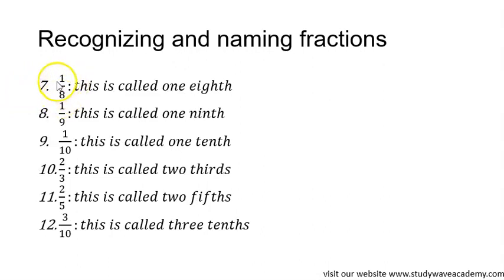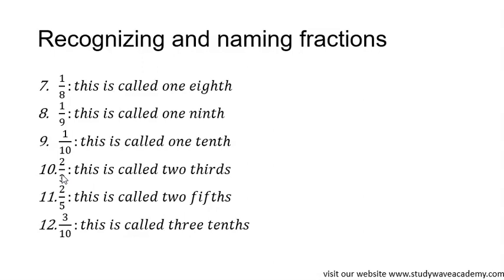I'm sure I've also seen fractions like this. 1 over 8 is called 1/8. We have seen 1 over 9. It is called 1/9. 1 over 10 is called 1/10. Okay, so it keeps on going. Do you understand? Now, when you see a fraction that has 2 over 3, what is this called?